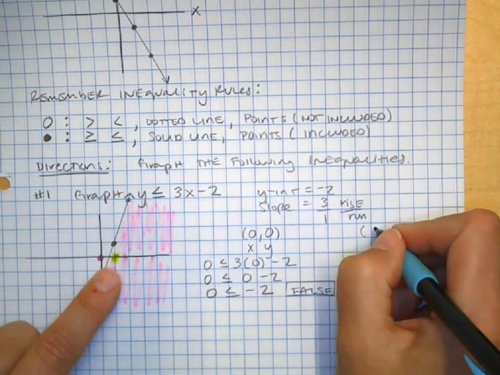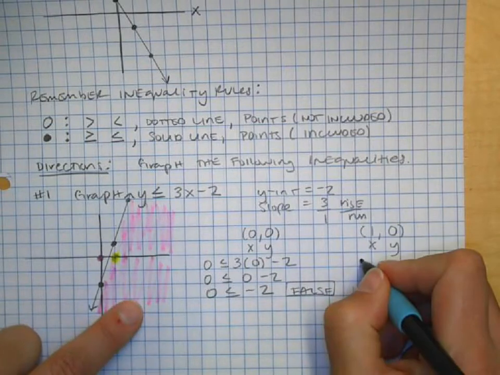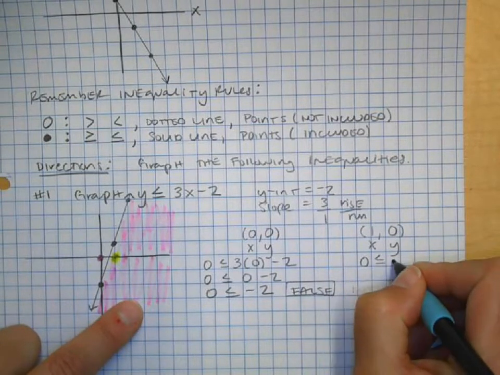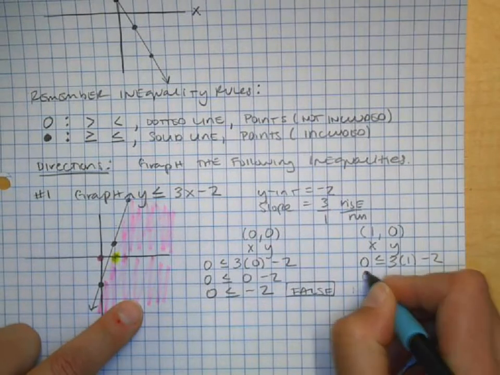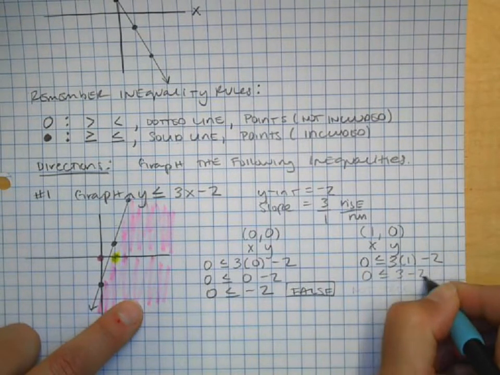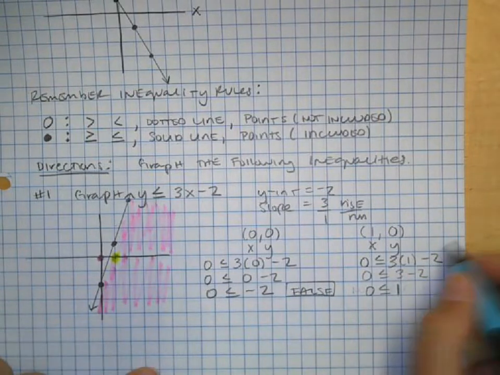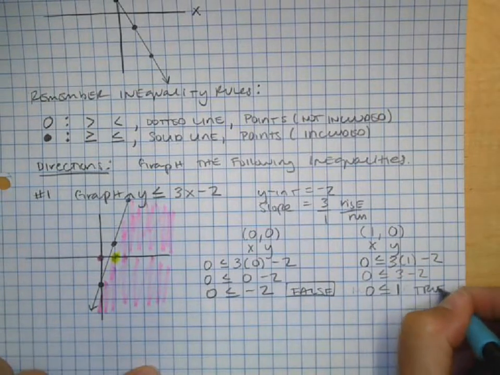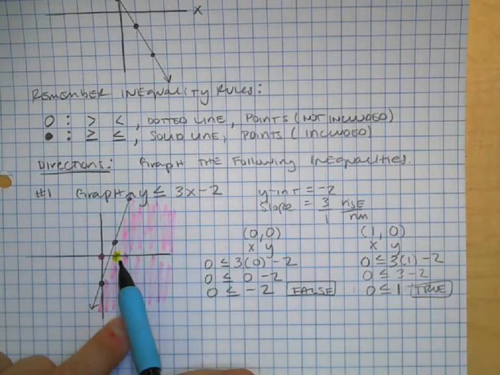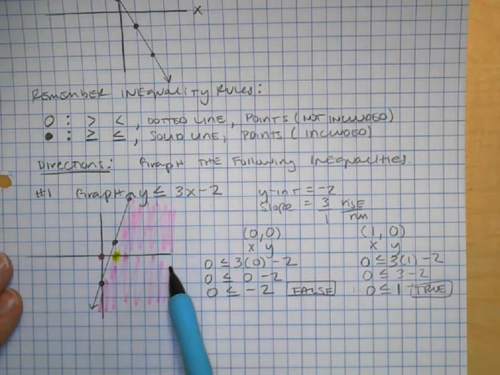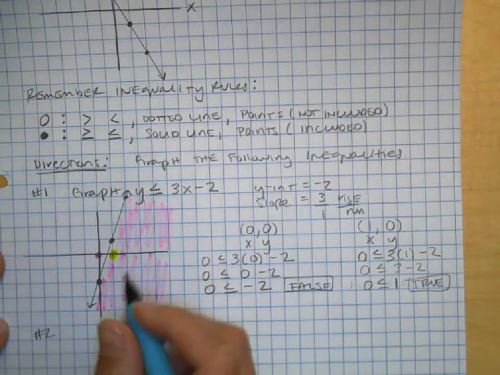Now I'm going to test this point out. So 1 comma 0, this is my x, this is my y. I'm going to plug in 0 for y, again, less than or equal to 3 times 1 minus 2. Now I'm going to simplify 3 minus 2, and 0 less than or equal to 1. Yes, this is true, so you shade where it is a true statement. This point right here was on the true side, so that's why we shaded over here. Okay, so let's do another one.